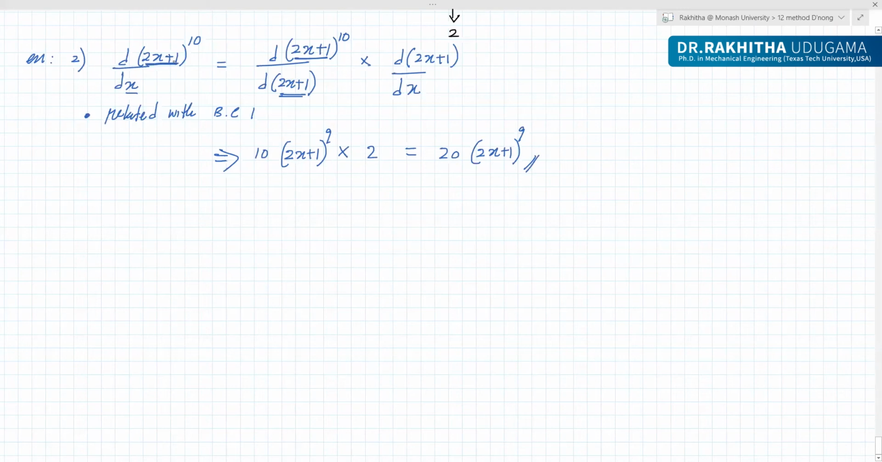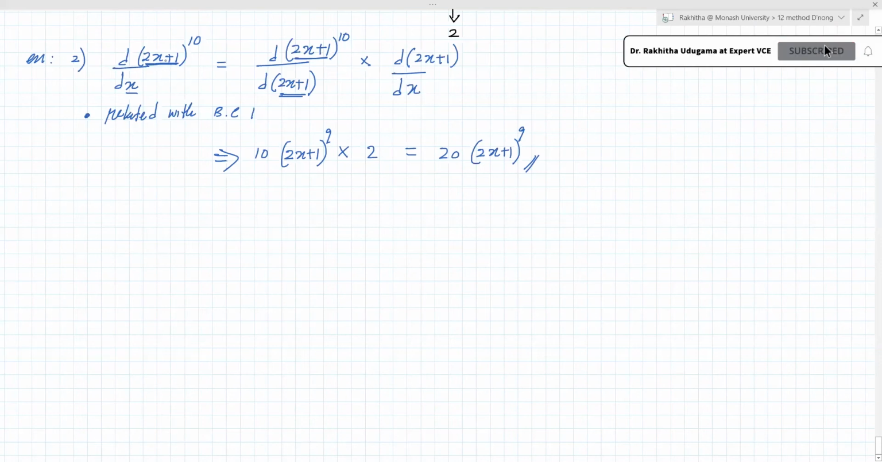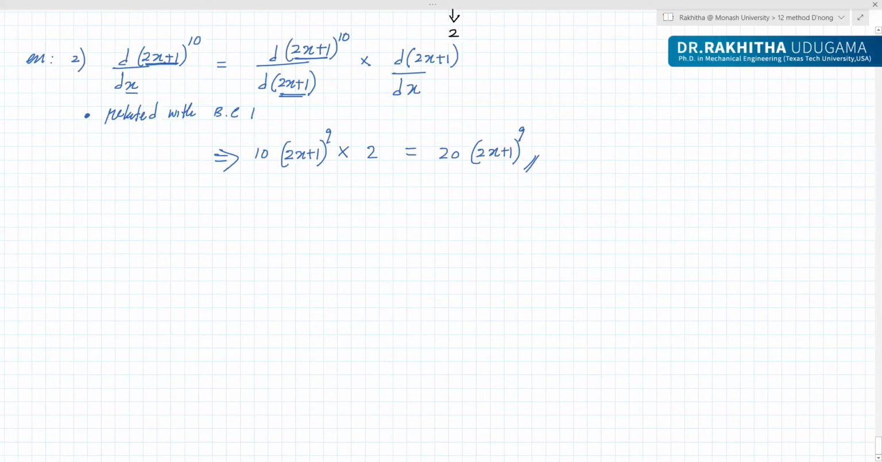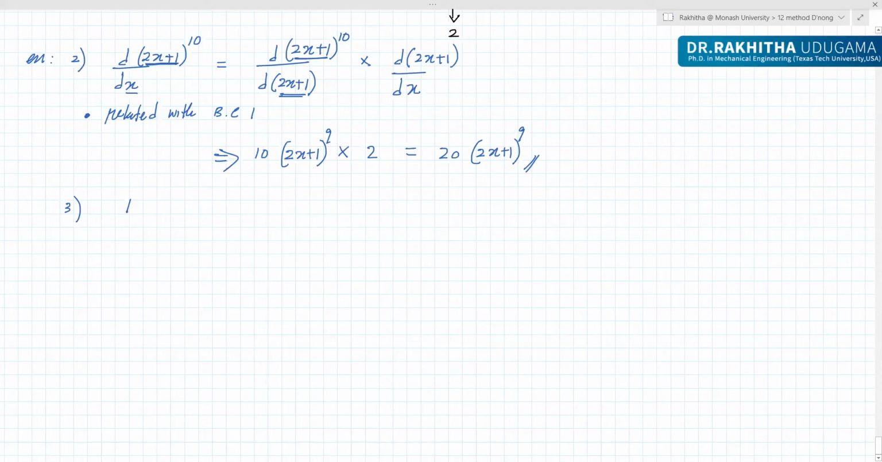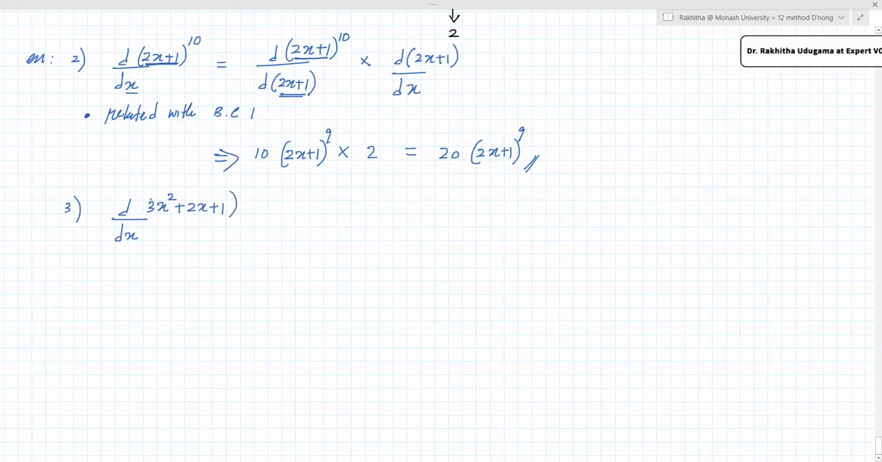But if you expand it, see what will happen. If you expand it, you are not going to do it today. It would probably take another day. Now, third question, very good. I hope you understood it now. If I give you d/dx of (3x squared plus 2x plus 1) to the power 6, please do that.